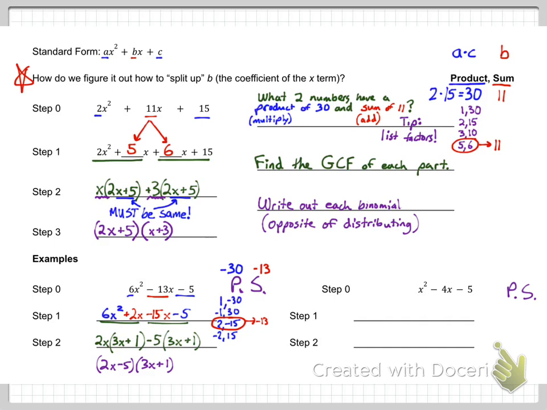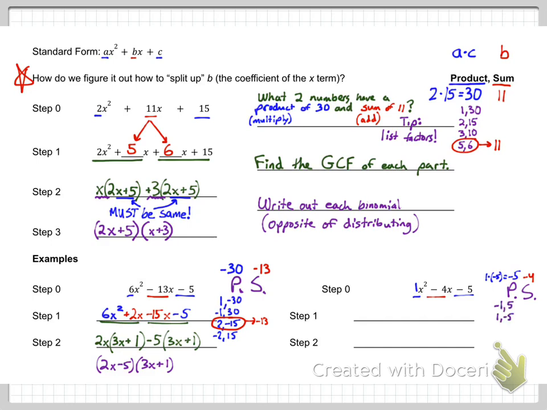For this one on the right, let's practice this example together. Write down product sum. The product is 1. Remember, there's an invisible 1 in front of the x squared. 1 times negative 5. We get negative 5. The sum is going to be negative 4.